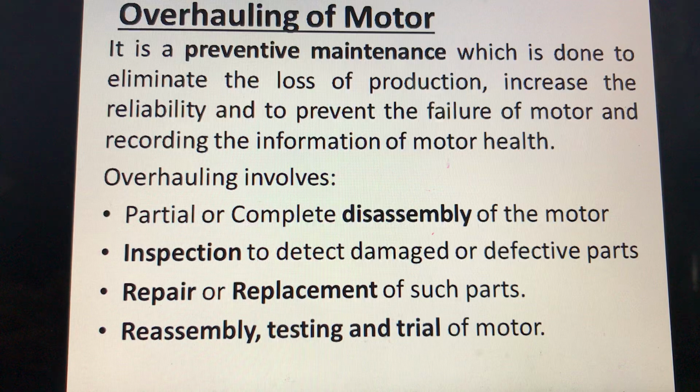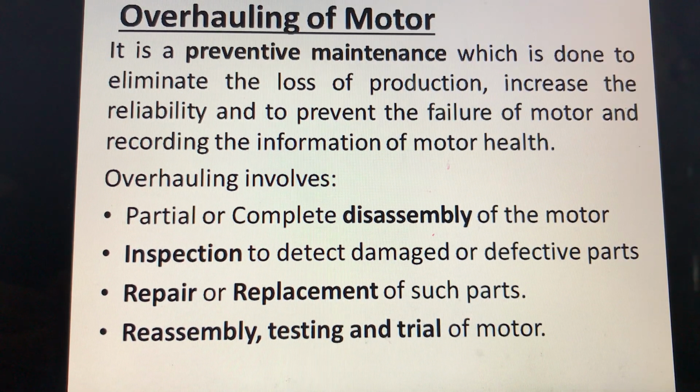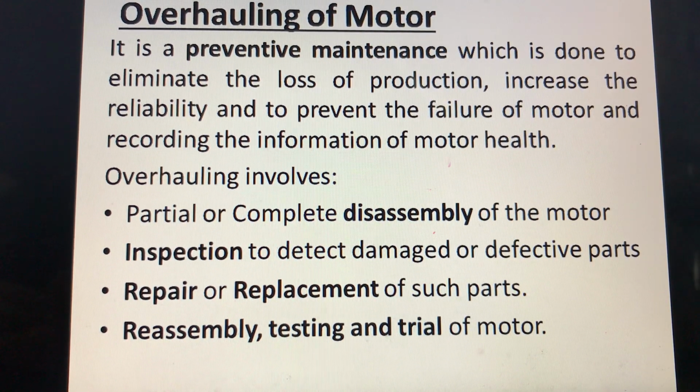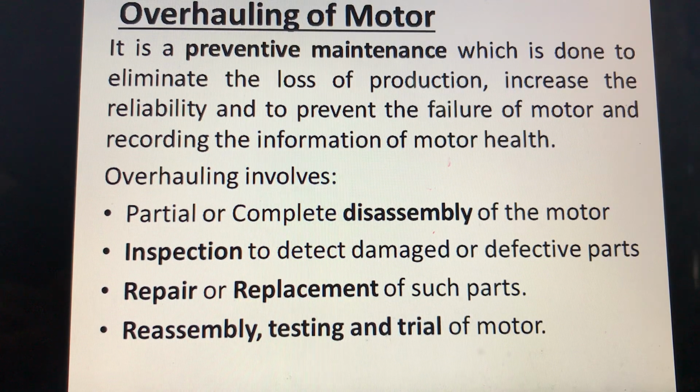It involves partial or complete disassembly of the motor, inspection to detect damaged or defective parts, repair and replacement of such parts, reassembly, testing and trial of the motor.